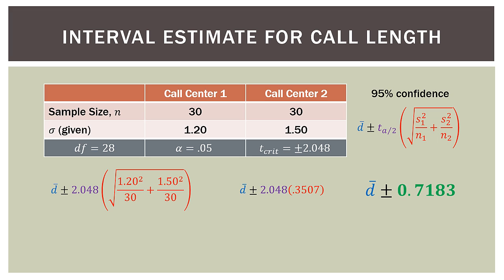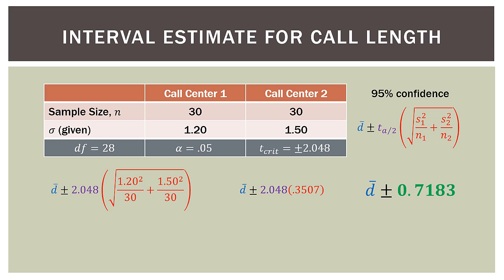And we come up with an interval estimate for the difference in the call length of d bar plus or minus 0.7183. The 0.7183 is our margin of error. As long as the samples are the same size, that will be the margin of error for every 30 sample we take from both call centers. So as long as everything else remains the same, if we take another sample of 30, another sample of 30, this margin of error will remain the same.